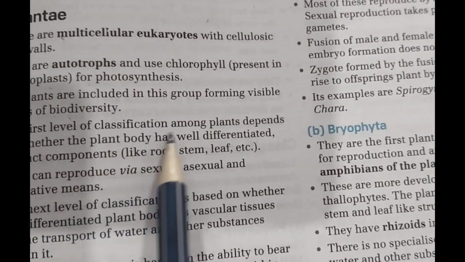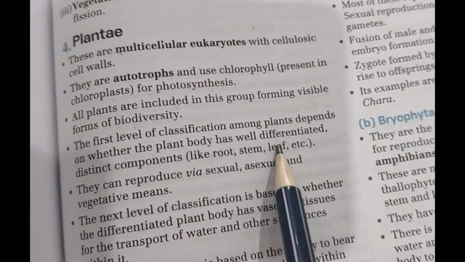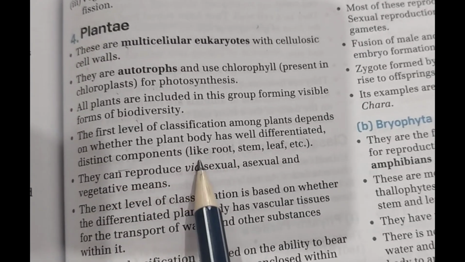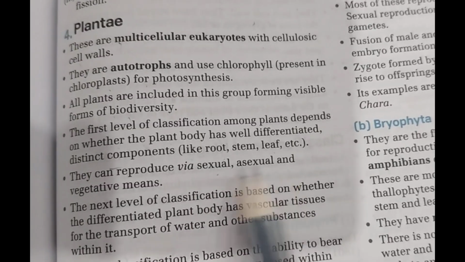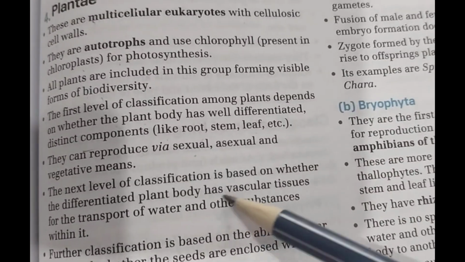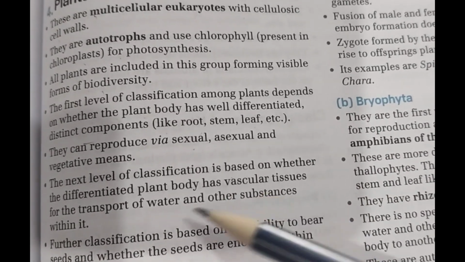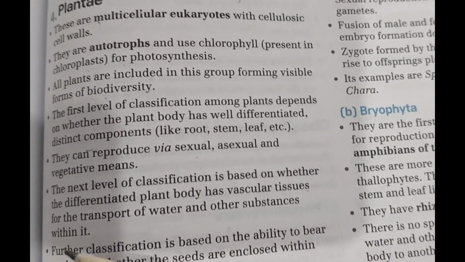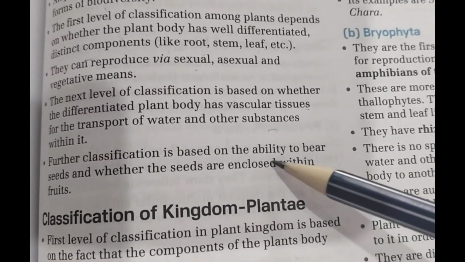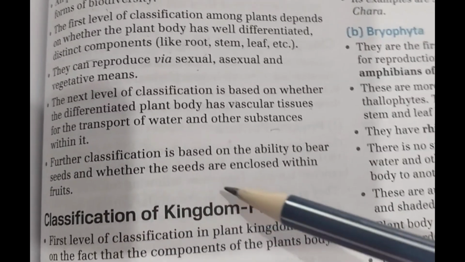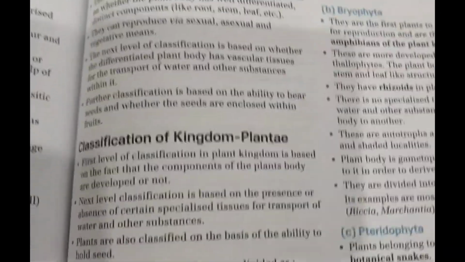The first level of classification among plants depends on whether the plant body has well-differentiated, distinct components like root, stem, leaf, etc. They can reproduce via sexual, asexual and vegetative means. The next level of classification is based on whether the differentiated plant body has vascular tissue for transport of water and other substances within it. Further classification is based on the ability to bear seeds and whether the seeds are enclosed within fruits. ये depend करता है कि seeds जो हैं कैसे available हो रही हैं.